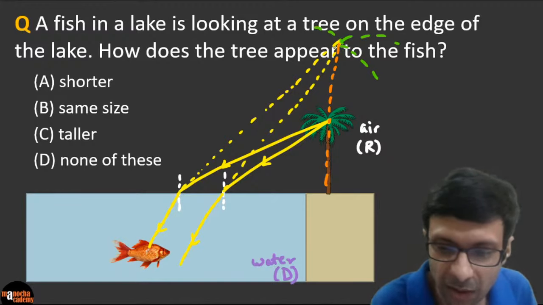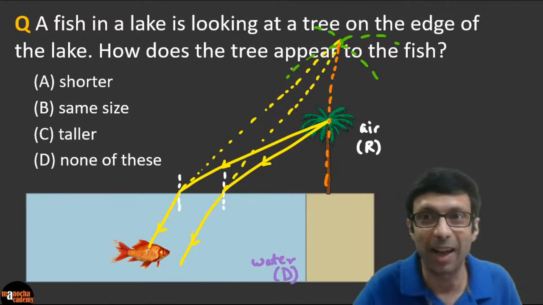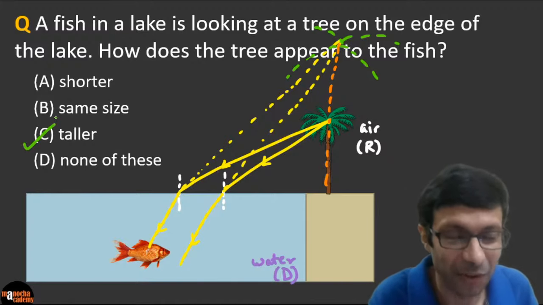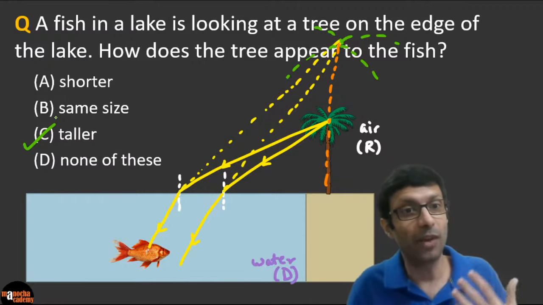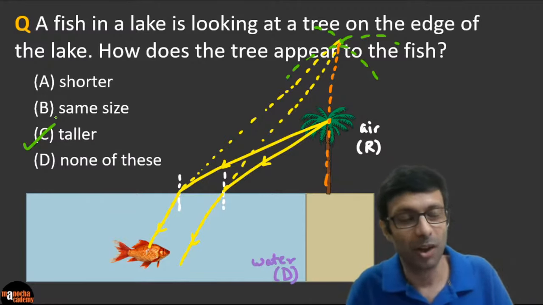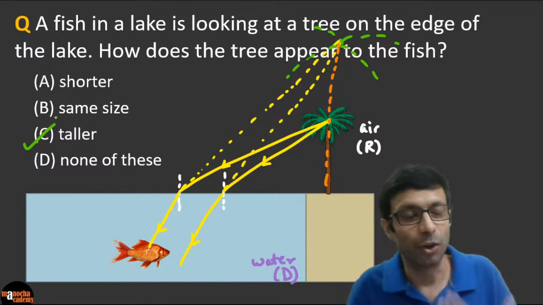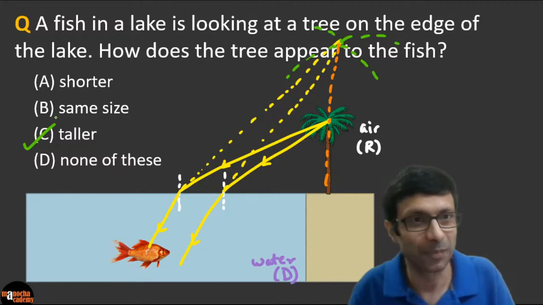Can you see that? So what happens? Does the tree appear shorter or taller to the fish? The light has bent towards the normal, and when you extend it back, fantastic, guys, the correct answer is that the tree appears taller. Normally when we look at a lake or a swimming pool from outside the water, when you're standing in air and looking at water, the pool typically appears shallower.